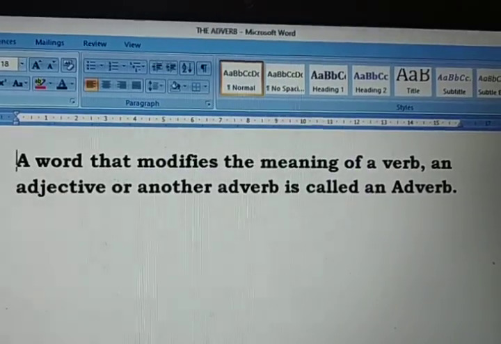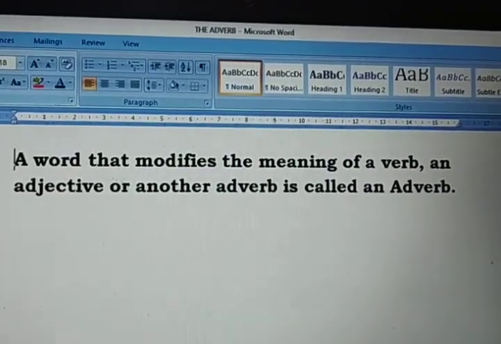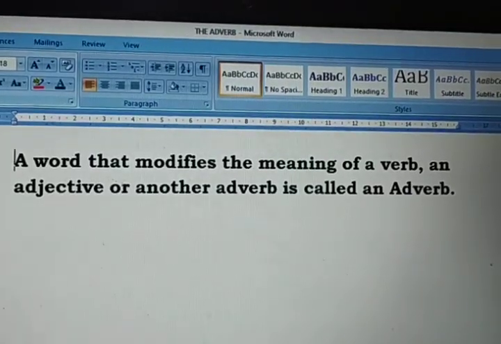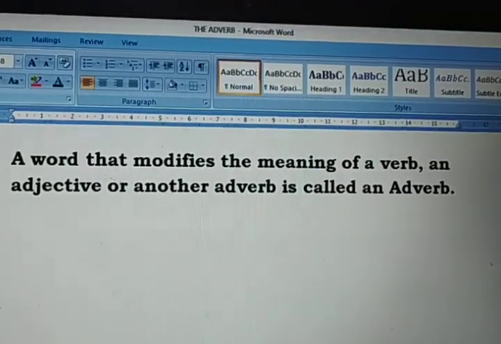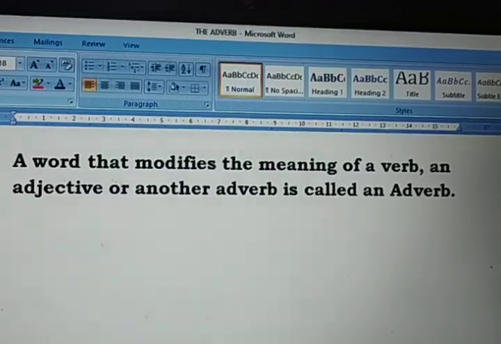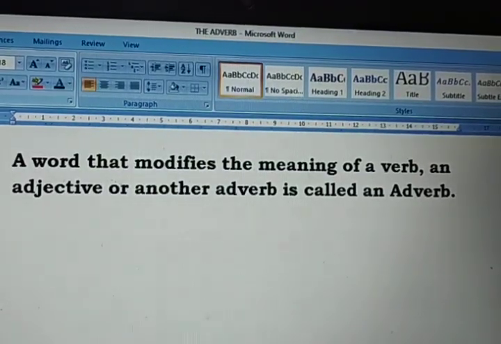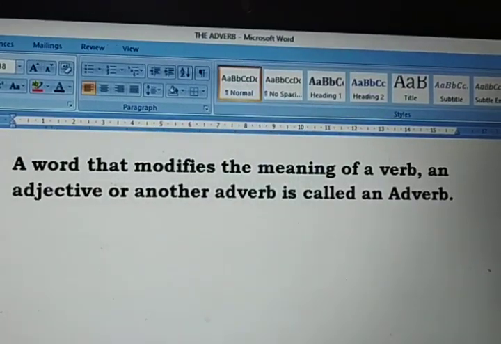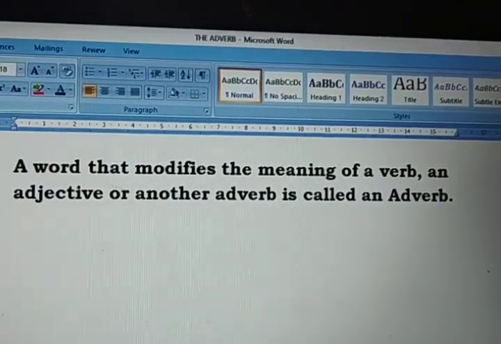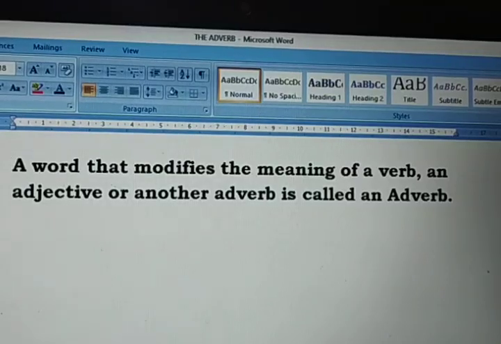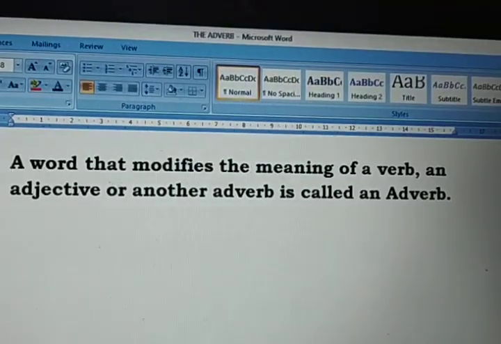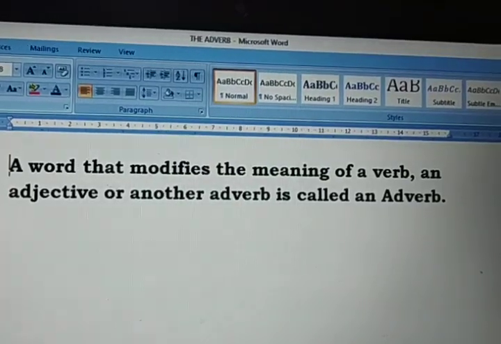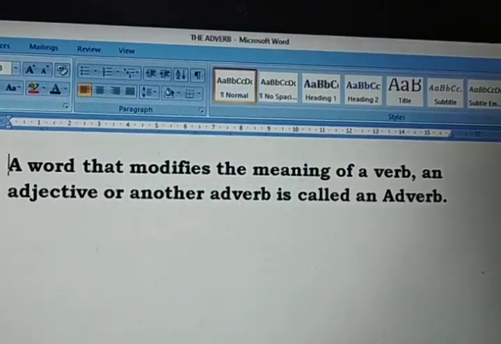First thing, it will modify a verb. Second, it will modify an adjective. And third, it will modify an adverb itself. I think with this definition, it is clear what an adverb is. It modifies all three: verb, adjective and an adverb. So हिंदी में बोलते हैं क्रिया विशेषण. एडवर्ब को हिंदी में बोलते हैं क्रिया विशेषण.